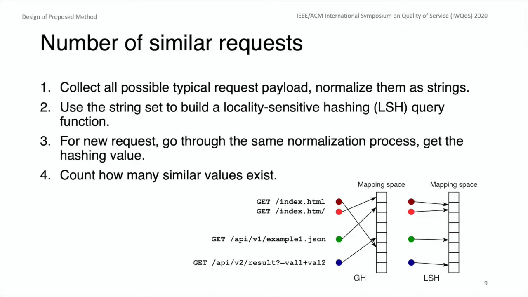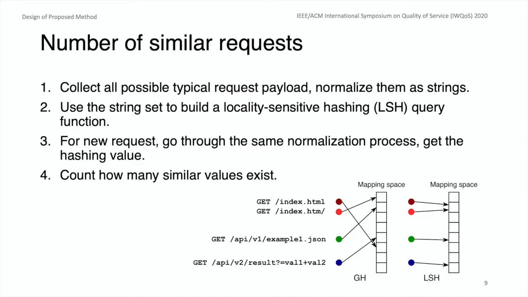We want our system to calculate all those features in real time. However, some of the features are very expensive to calculate. For example, the number of similar requests. Since it is an application layer message, traditionally we need to conduct a very complicated pattern matching on the message streams, then figure out how many message streams are similar to each other.